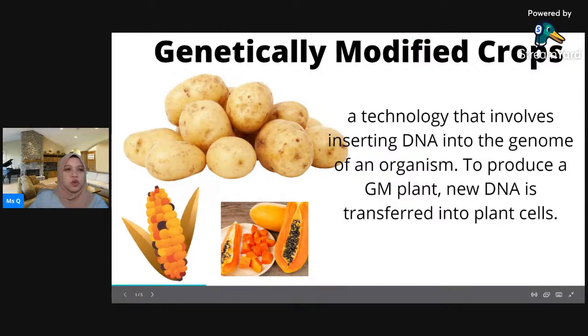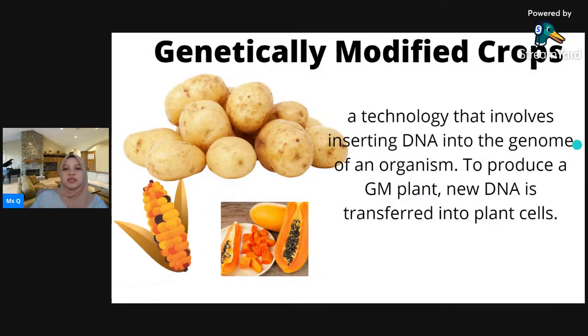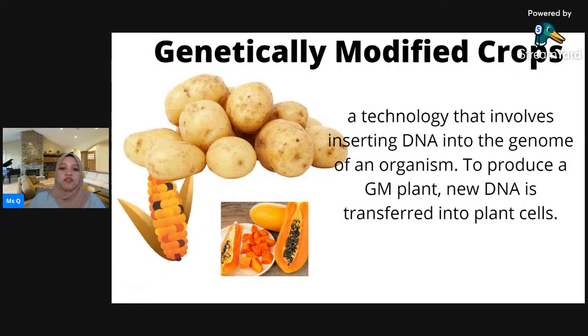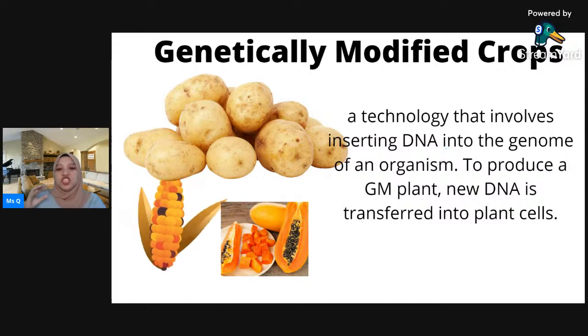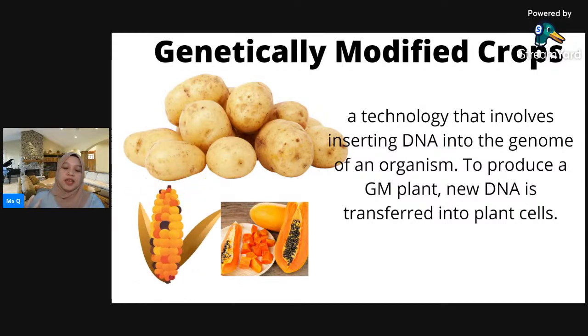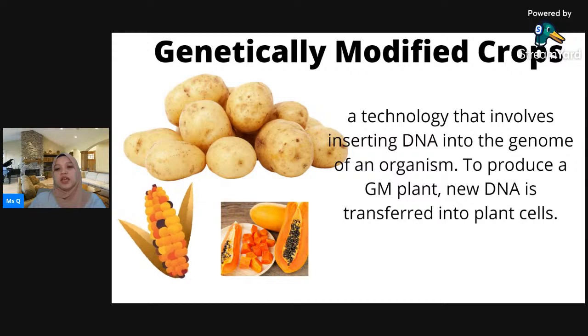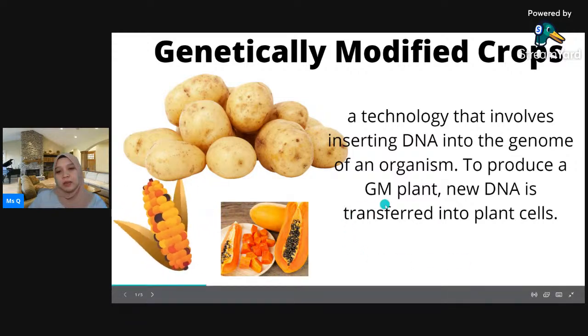All right. So genetically modified crops. What does it mean? It is a kind of technology that involves inserting DNA into the genome of an organism. Meaning to say that you're sort of changing the DNA code of that organism. And crops means that it's about plantations that could produce food. To produce a GM, genetically modified crop, new DNA is transferred into plant cells.